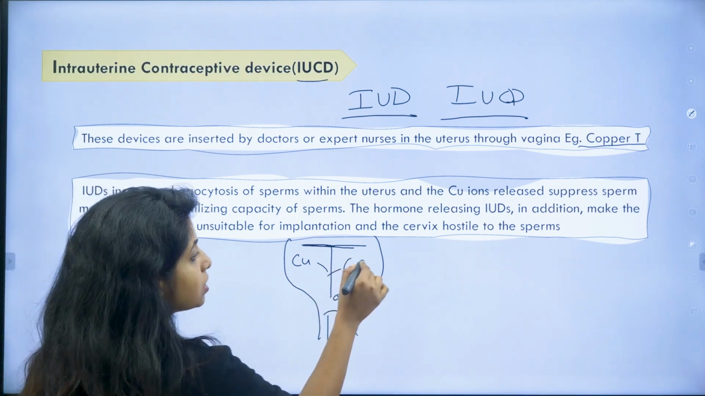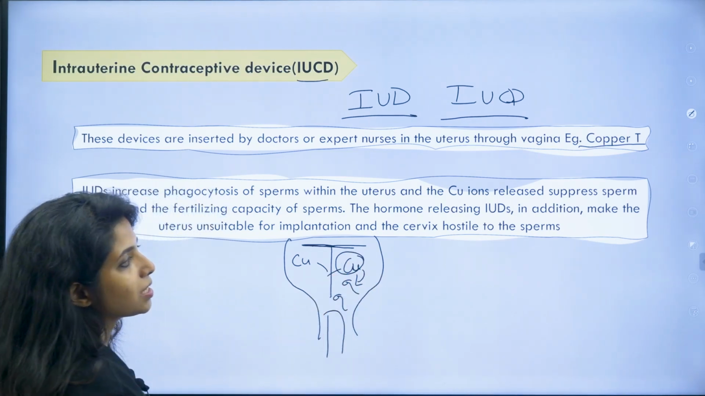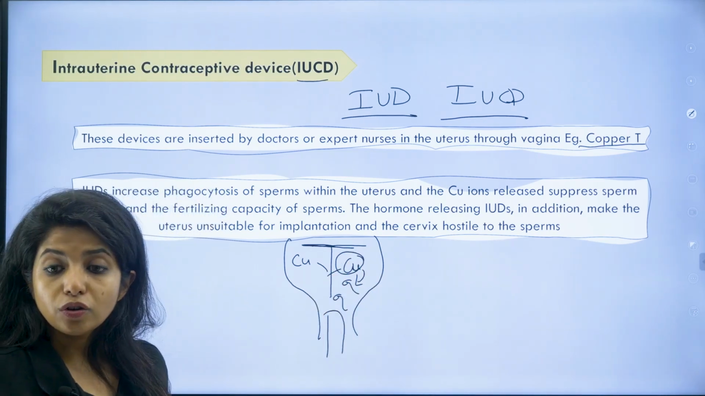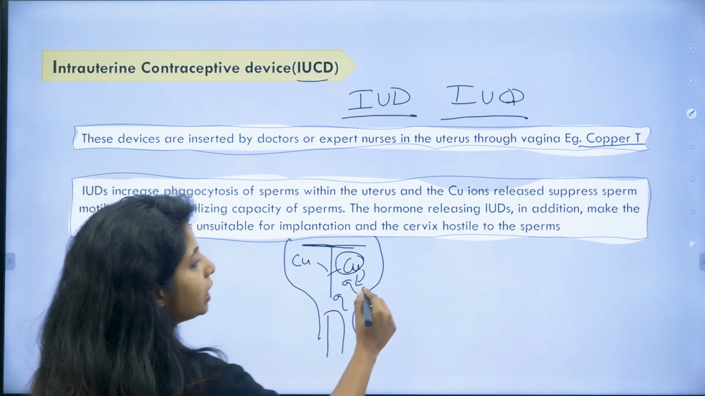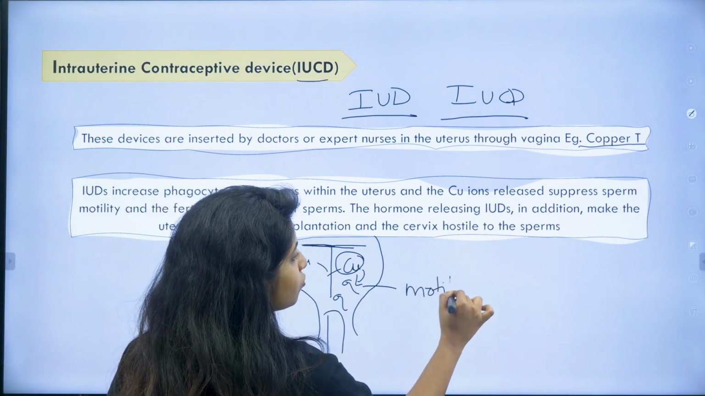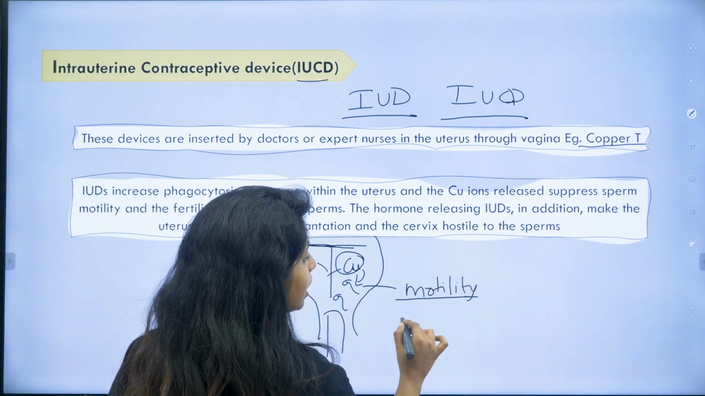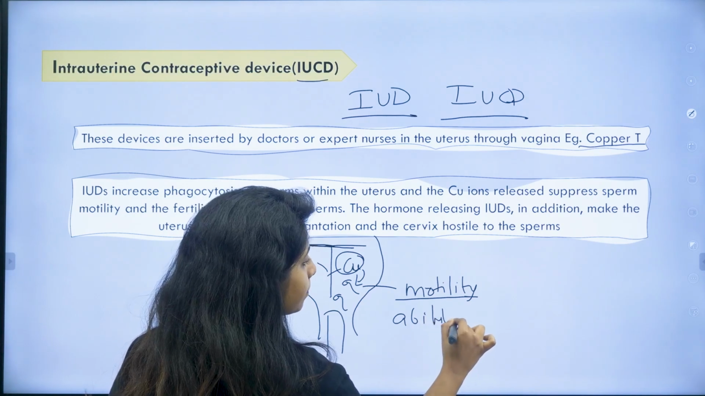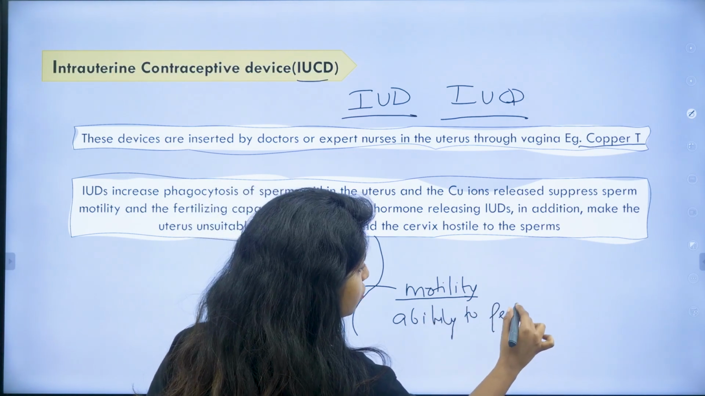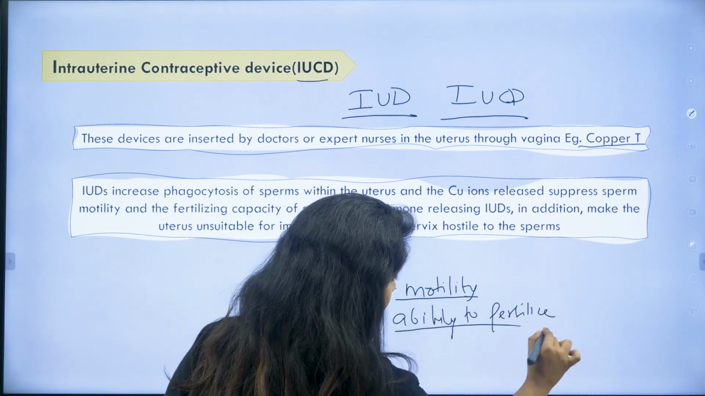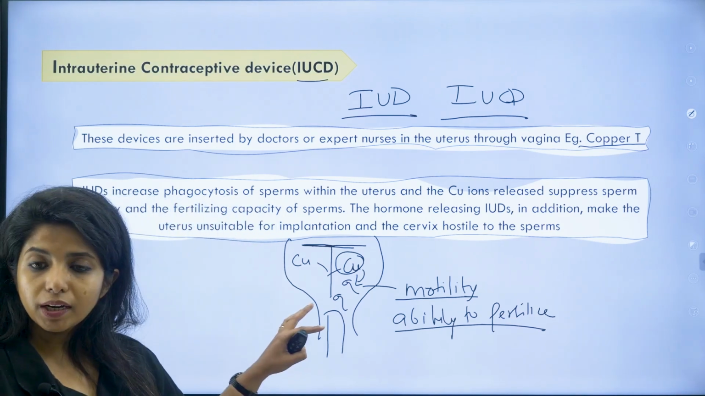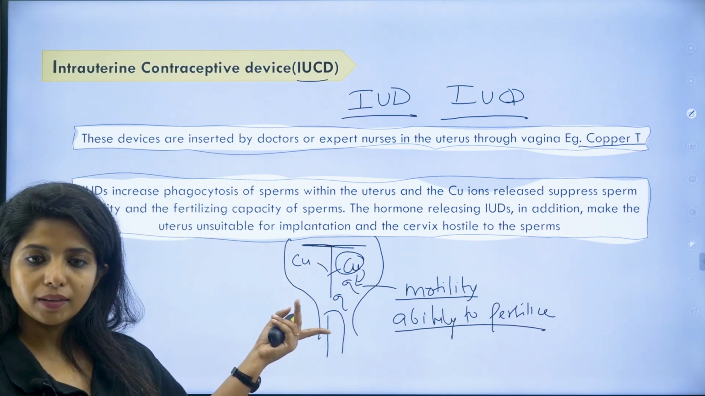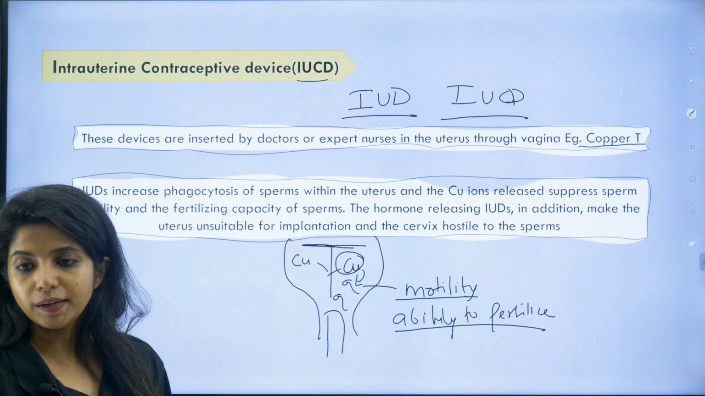Why? Because this copper is going to make certain changes in the sperm. It is going to affect the motility of the sperm, the movement of the sperm, and also its ability to fertilize. So in this way, the sperm will be killed. Now if the sperm is killed, obviously nothing would be possible, the fusion would not be taking place.